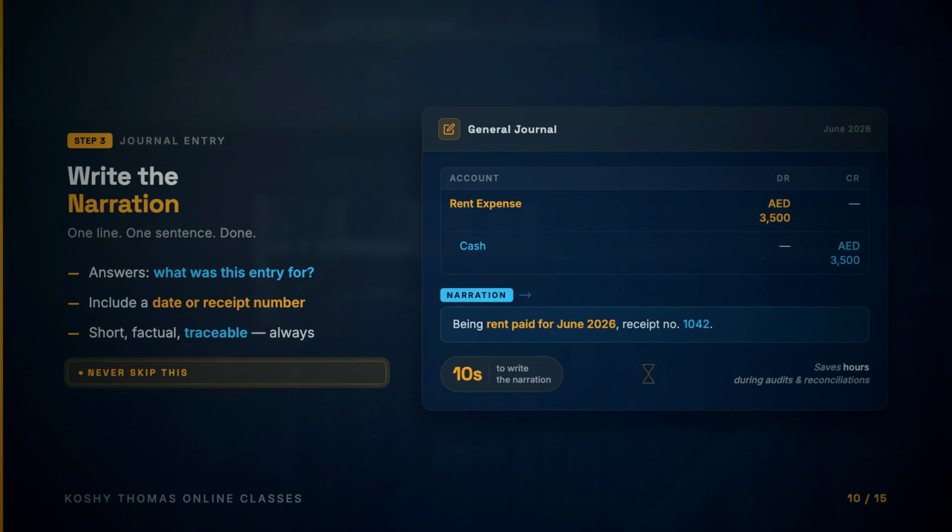Step 3. Write the narration. Every journal entry needs a short description below it, called the narration. This is your future self saying thank you. 6 months from now, during an audit, someone will open this entry and ask why it was recorded. Your narration answers that question in one line. Keep it factual: what happened, when, and any reference like an invoice or receipt number. No narration? No context. And in a month-end close with 50 entries, missing narrations become a real problem.